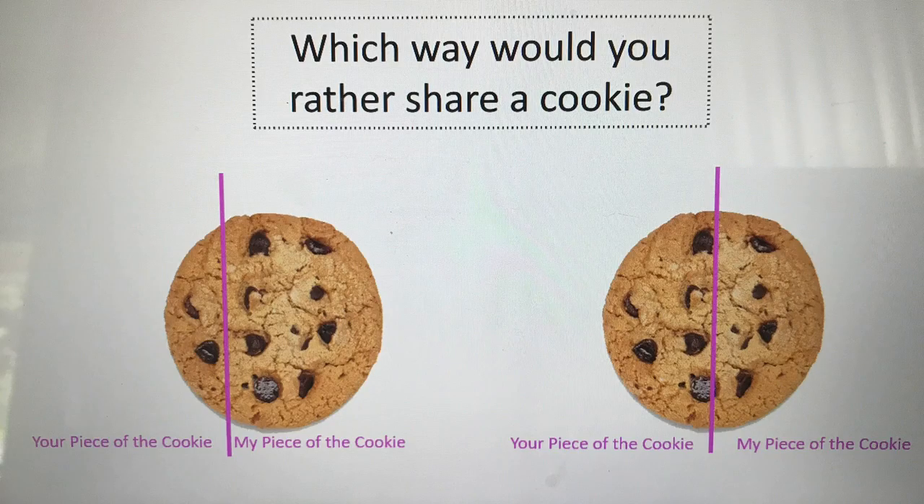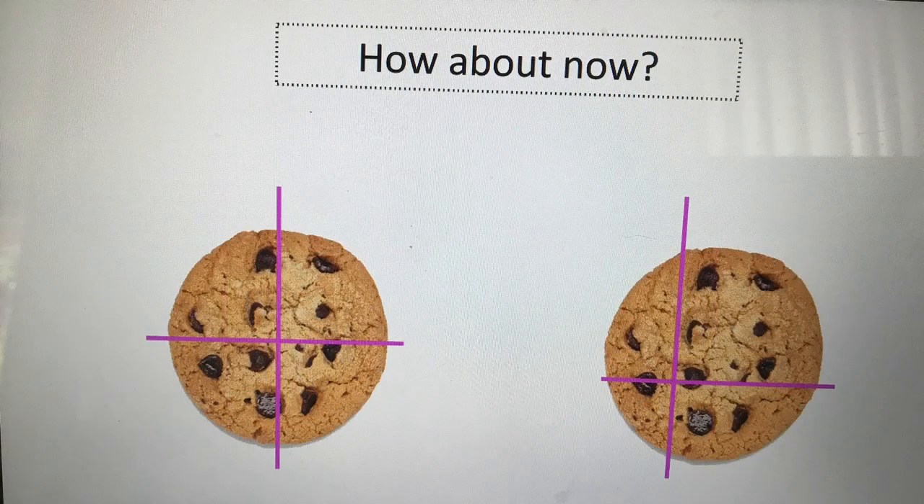Or if you look on the cookie on the right, the line is right down the middle. You see that your piece of cookie and my piece of cookie are the same size. Which would you rather share a cookie with? Would you rather share the cookie on the left or the right? I would want the one on the right because that one was equal.